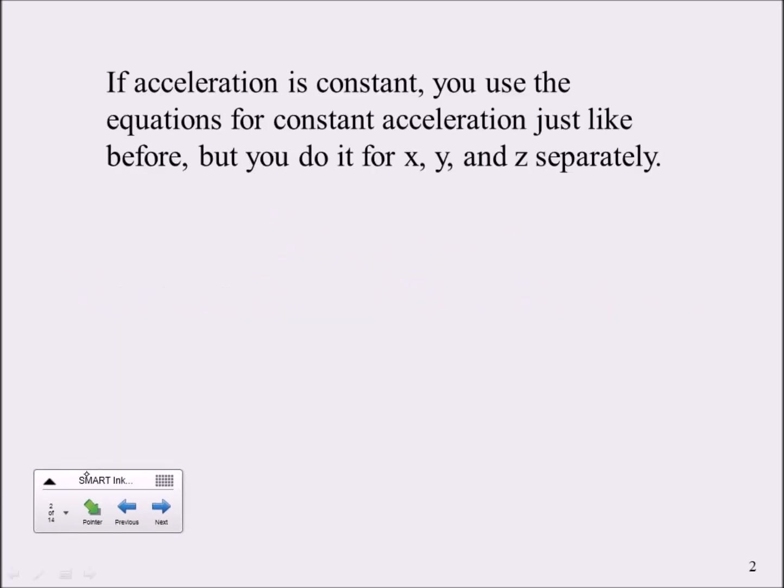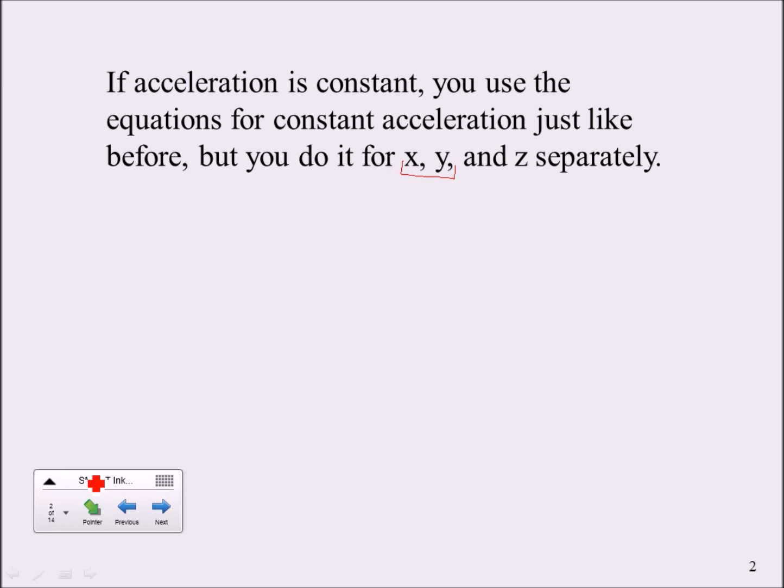For motion in 2 or 3 dimensions, if the acceleration is constant, you can use the equations for constant acceleration just like we did with one-dimensional motion, but you do it for x, y, and z separately. We're going to be focusing on just two-dimensional motion, so we're only going to have things with x and y.